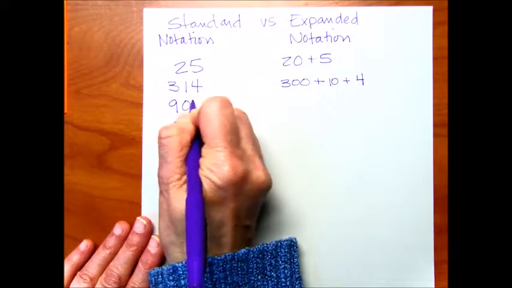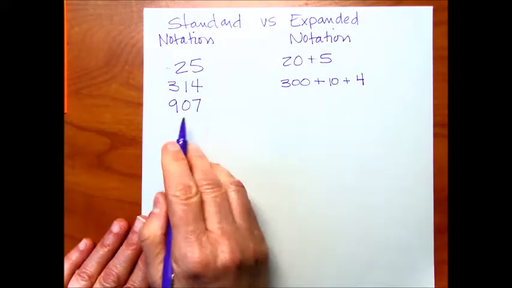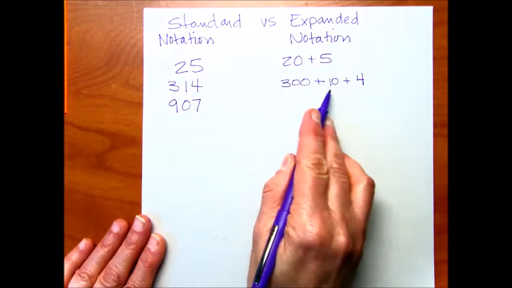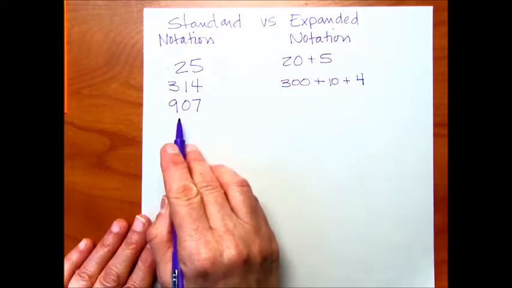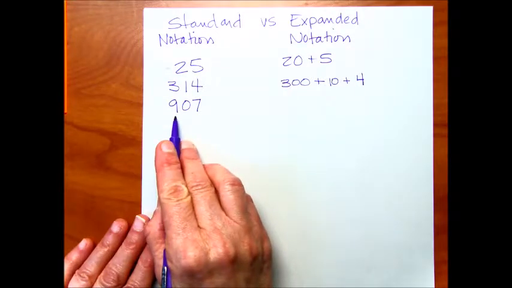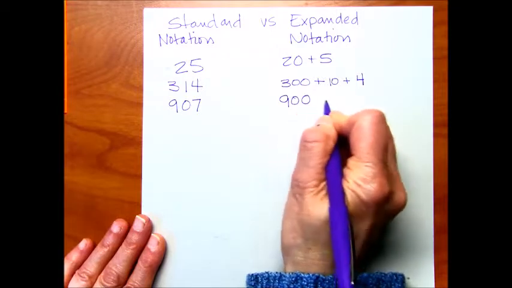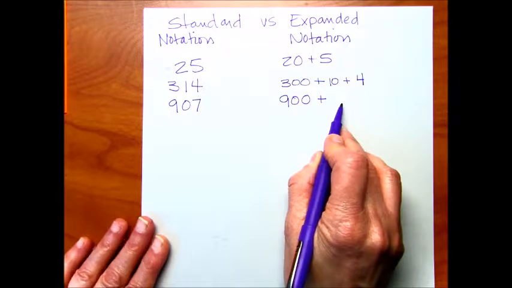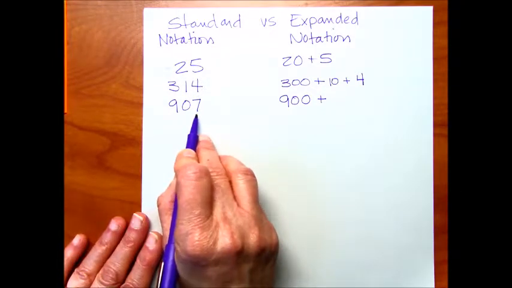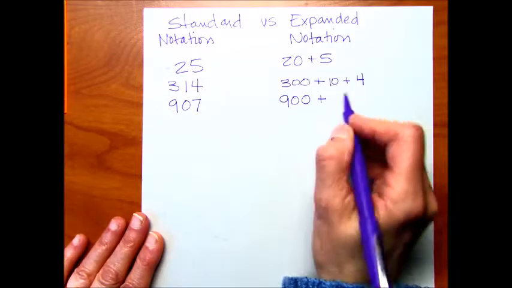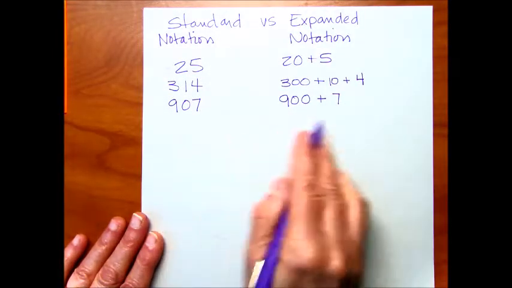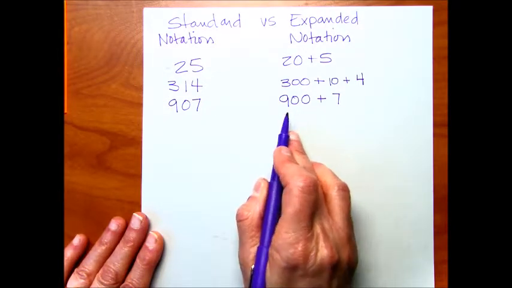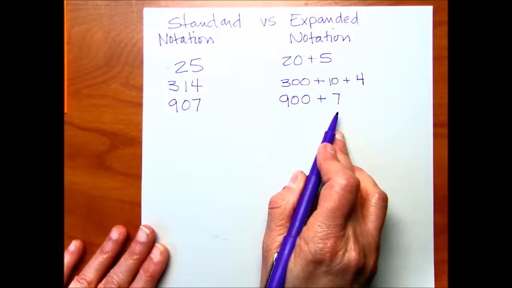Let's do another 3-digit number. So we have 907. Notice we have a 0 here, and how we're going to write this in expanded form is a little different. We're basically going to ignore it. So we've got 9 hundreds. Now we have 0 10s. I'm not going to write 0 10s. Instead, I'm just going to move on to my next digit, which is the 7, and I'm going to write 7 because that represents 7 1s. So 907 can be represented in expanded form as 900 plus 7.